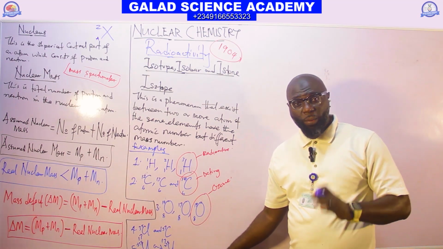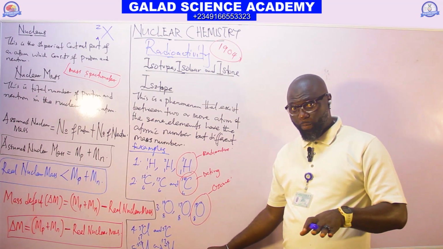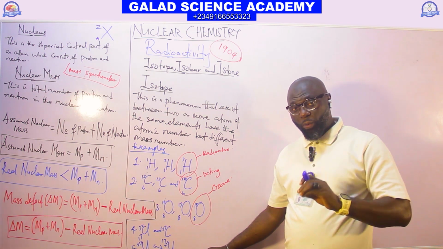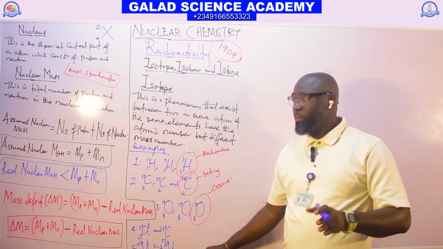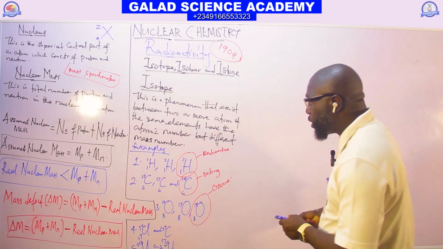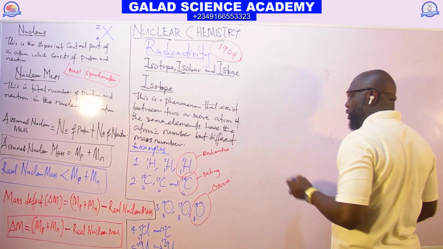Isotope. It is a phenomenon that exists between two or more atoms of the same element but with different mass numbers, called isotopes. And the next thing we have is what we call isobar.